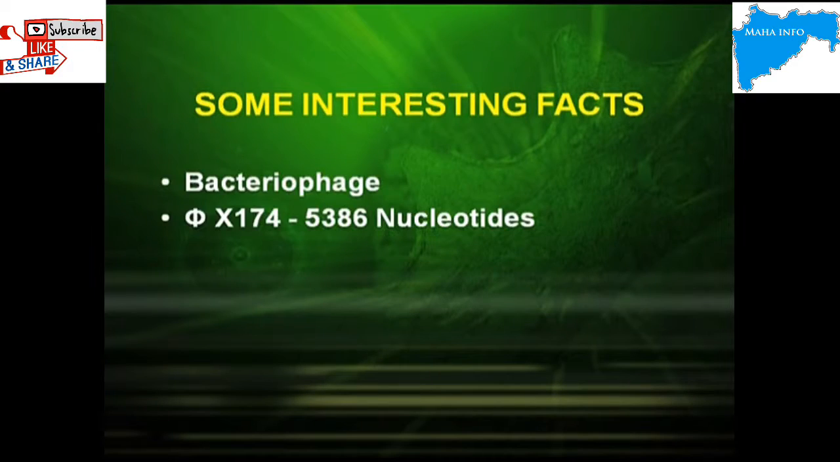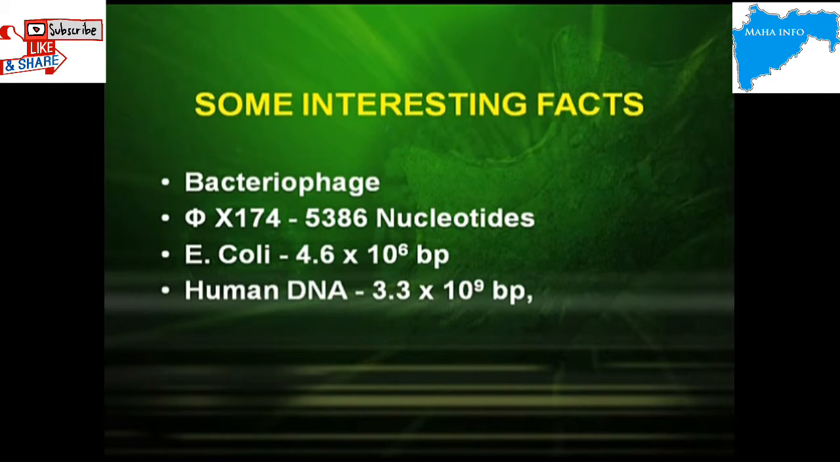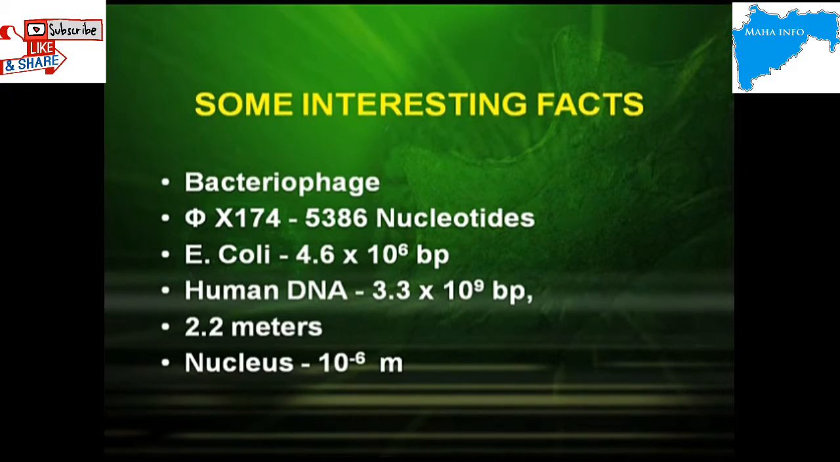Now, let us see some interesting facts about the DNA. In the bacteriophage like φX174, it has 5386 nucleotides. And in E. coli, the DNA base pairs are 4.6 × 10^6. On the other hand, in human DNA, the base pairs are 3.3 × 10^9 base pairs. And the length of the DNA is 2.2 meter, whereas the size of the nucleus is only 10^-6 meter.